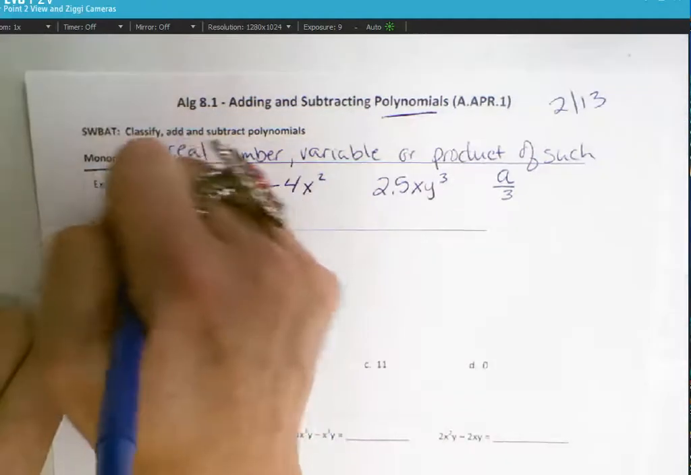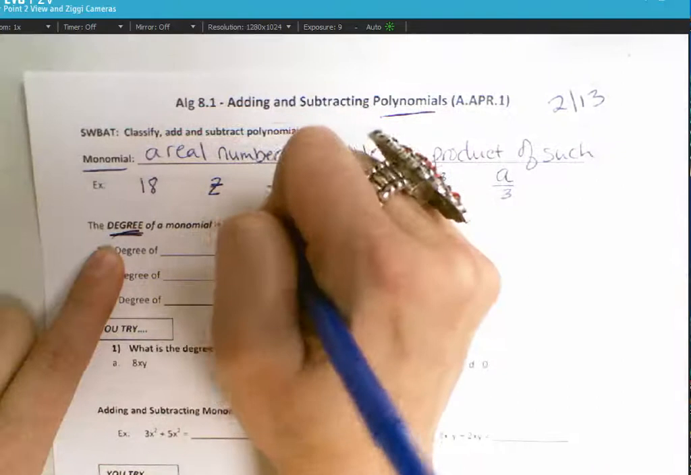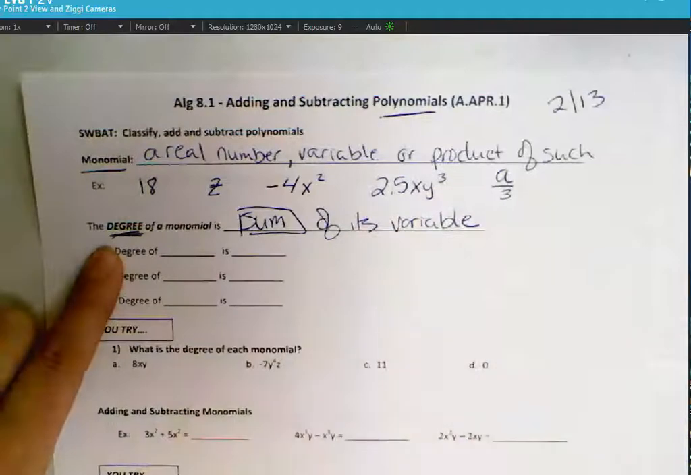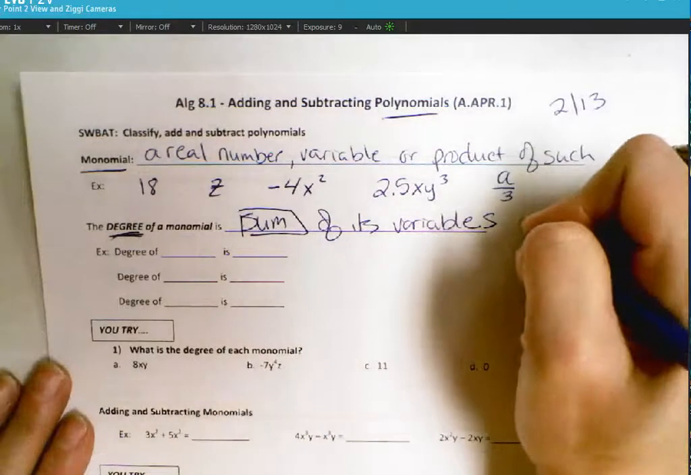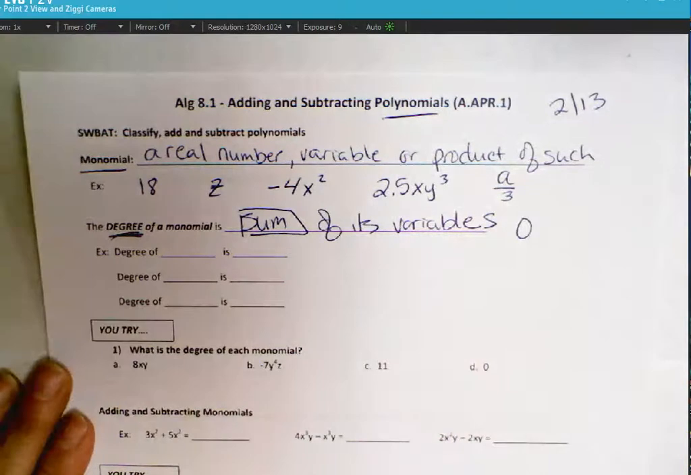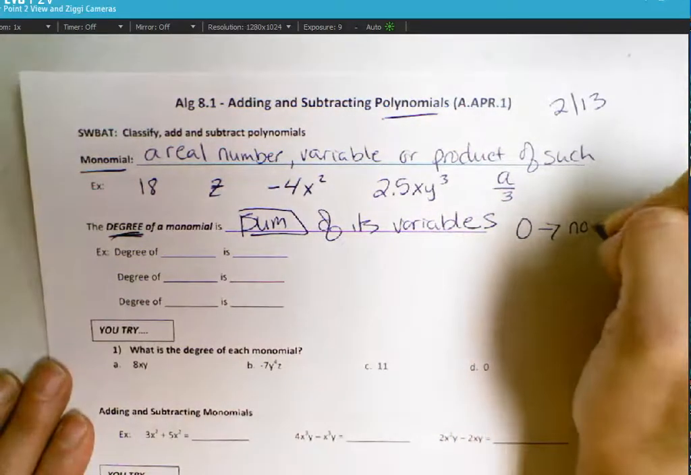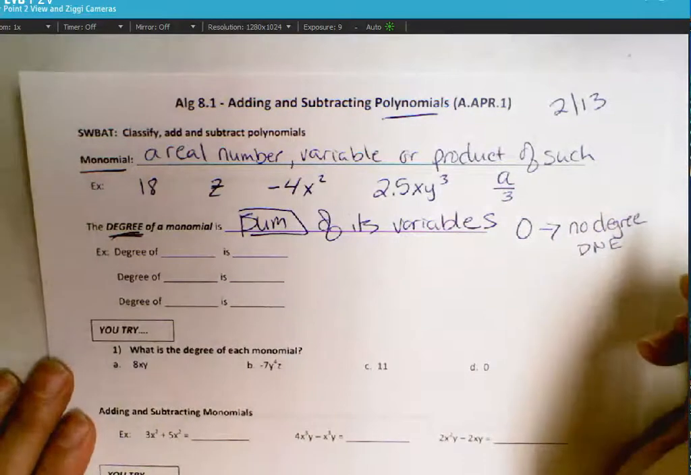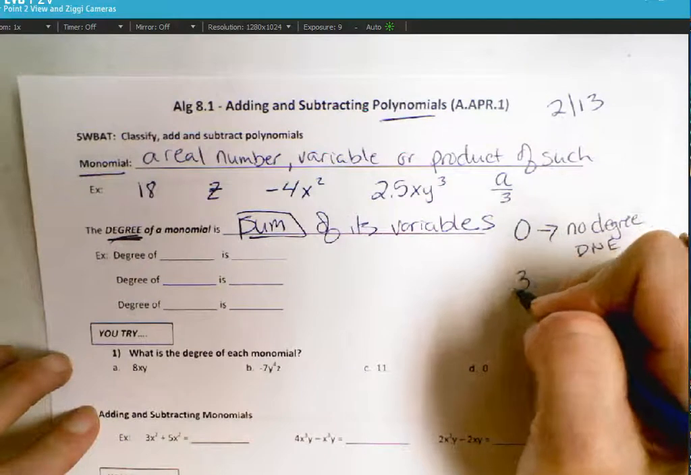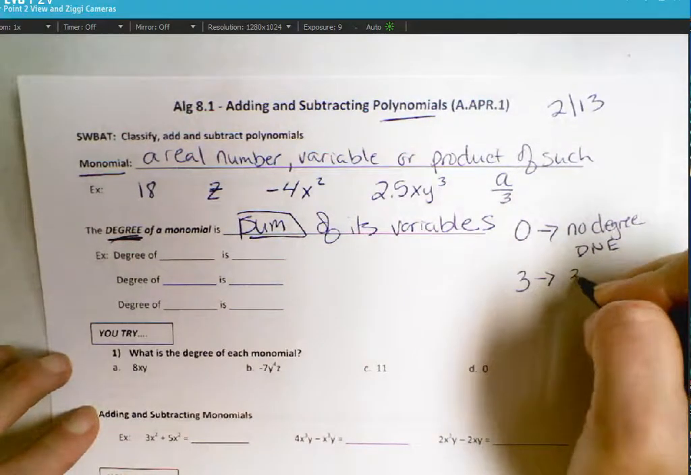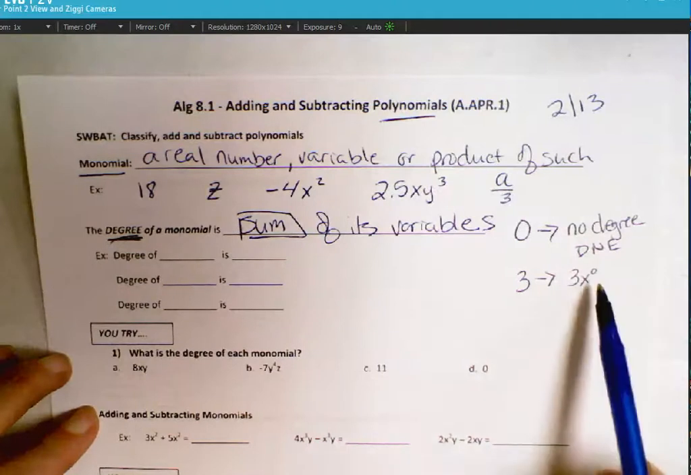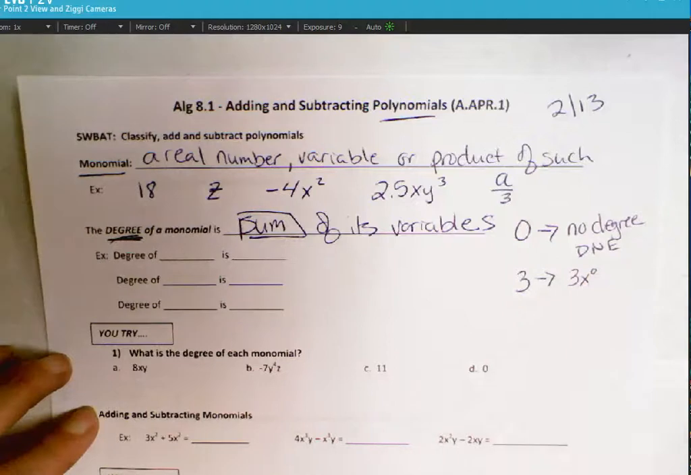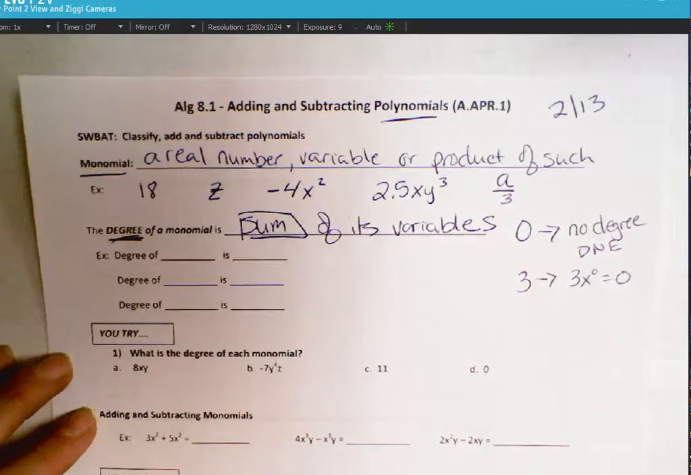The degree of a monomial is the sum of its variables' exponents. If I have 0, that means no degree, so it does not exist. If I have just a regular number like 3, that implies you have 3x to the 0. What's the sum of my variables? That's 0. So the degree equals 0. They get a little tricky, but we'll pay attention to this.